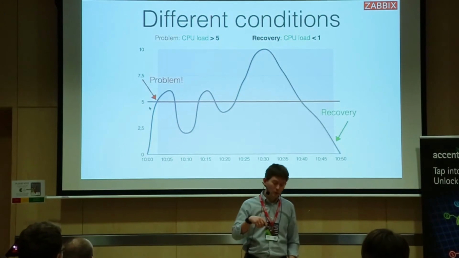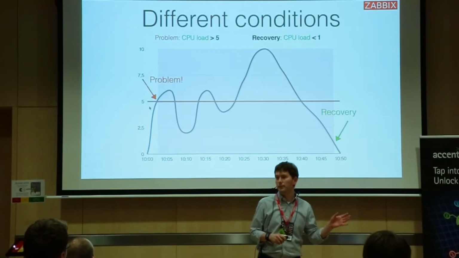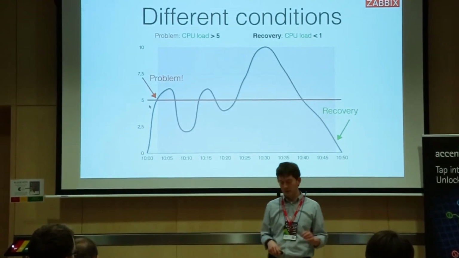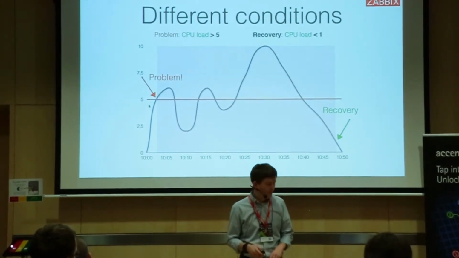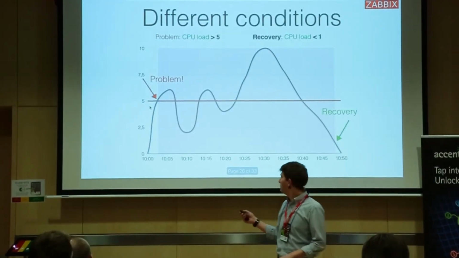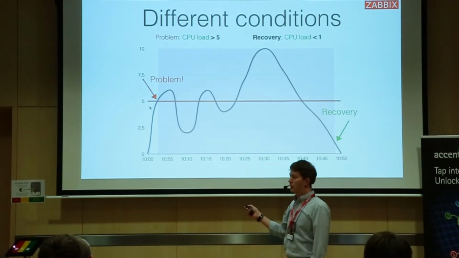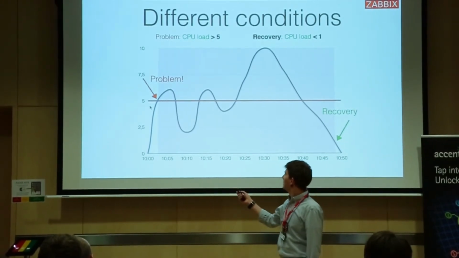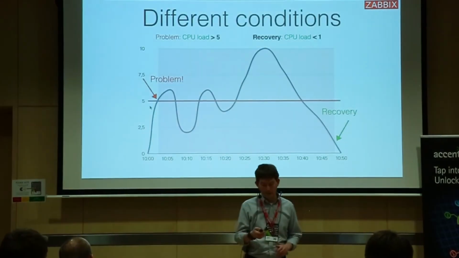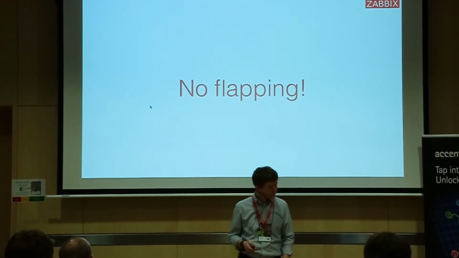Because when CPU load drops below 1, we know that finally there are no processes taking all CPUs, so the CPU is now more or less free. So no flapping. And why is there no flapping? Because the distance between the problem and recovery is not just 1 byte or just 1 second. We cannot jump immediately from problem to recovery. It should take some time. So there is a distance between the problem and recovery, so we have no flapping now.